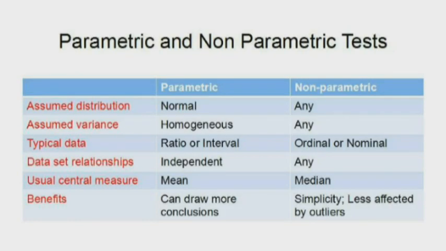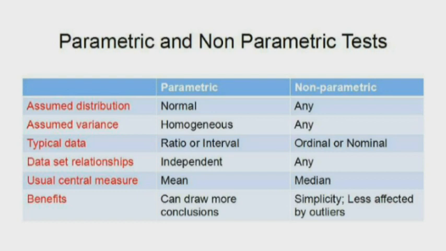In terms of variance, the parametric tests assume that there is homogeneity of variance, while non-parametric tests assume no such homogeneity. In terms of the measures of central tendency, the usual measure for parametric tests is the mean, while for non-parametric tests it is the median. In terms of data measurement scales, parametric tests use interval and ratio data, while non-parametric tests use nominal and ordinal.